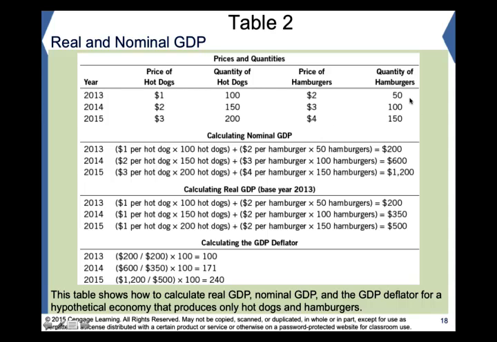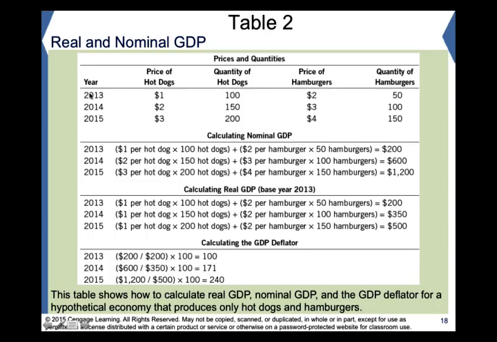The quantity of hamburgers was 50 in 2013, 100 in 2014, and 150 in 2015. So if you want to calculate the nominal GDP, what you must do is, in 2013, say the price of the hot dog was $1. So you take the $1, which was the price per hot dog, and then you multiply with the number of hot dogs produced. So what was that? 100. So 100 hot dogs.